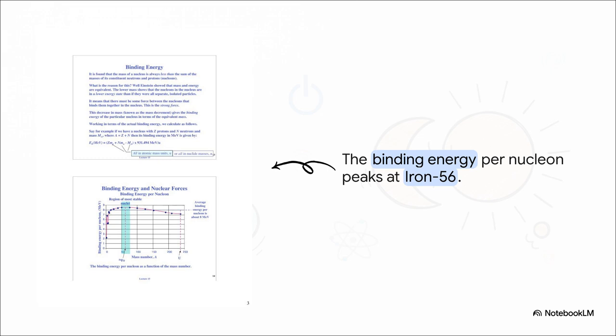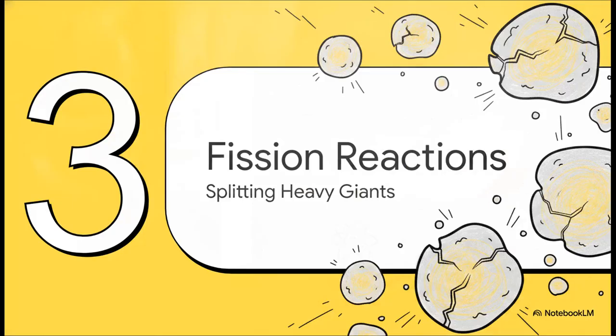Because nature is always lazy and seeks the lowest energy state, lighter elements way on the left, like hydrogen, are desperately driven to combine or fuse to climb up that curve and release energy. On the flip side, those massive, unstable heavyweights on the far right, like uranium, well, they gotta split apart or undergo fission to move back up toward that iron peak. And that brings us to Section 3, Fission and Chain Reactions, splitting the heavy giants.